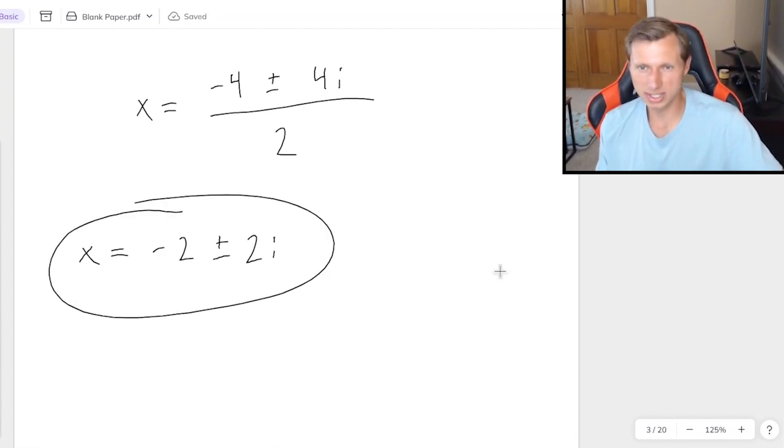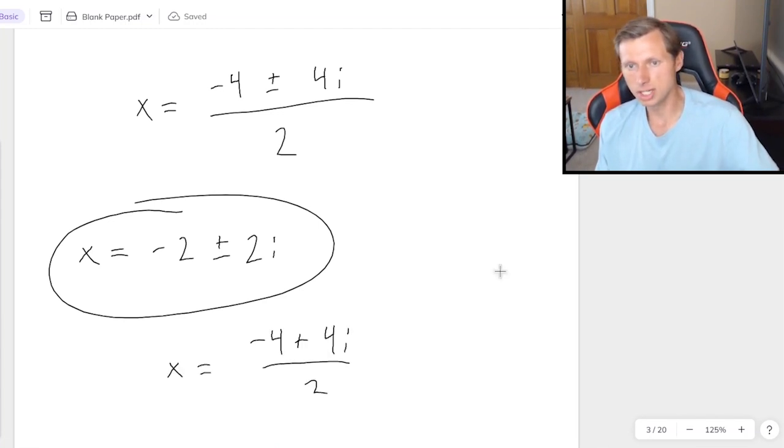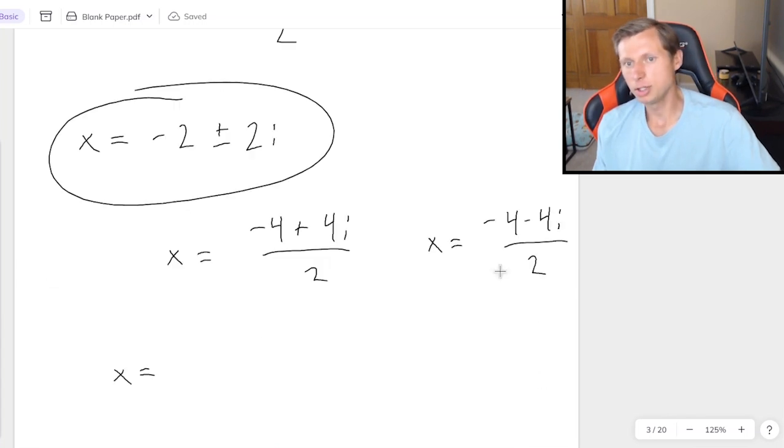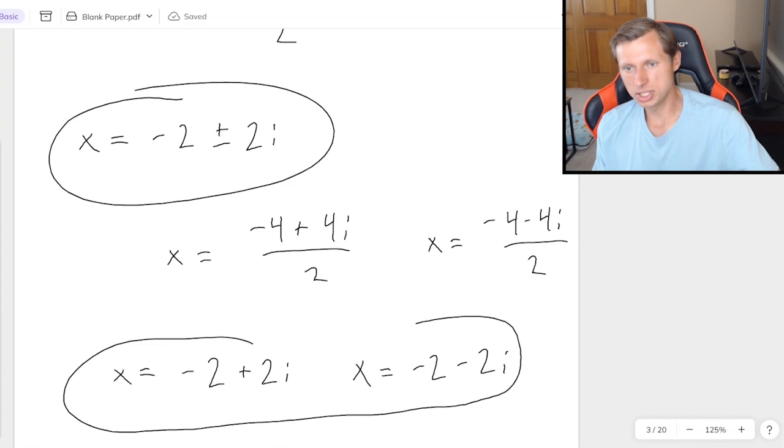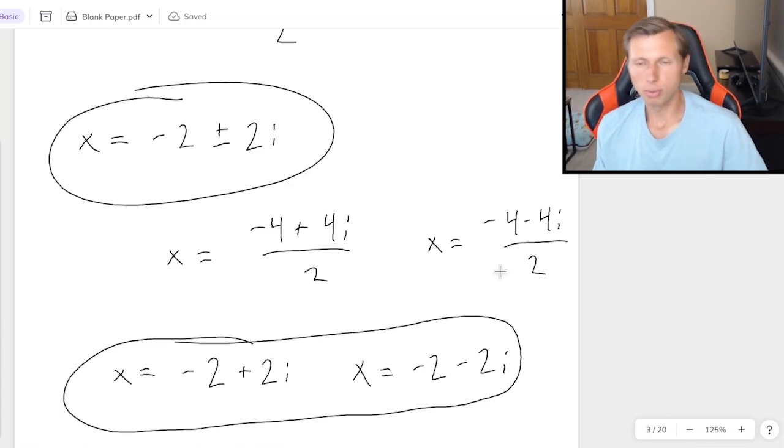a perfectly acceptable answer. Or the other thing you could do is you could split it up to the positive version, and then on the side write the negative solution, and then you divide it by 2 anyway, and you'll get the same answer, negative 2 plus 2i and negative 2 minus 2i, which is the exact same thing. So the point is just whenever you have a negative square root, pull out the i, make it positive, and then solve the quadratic formula like normal.